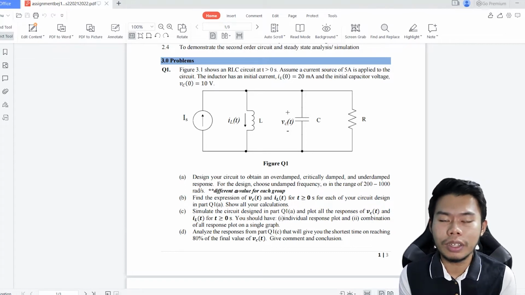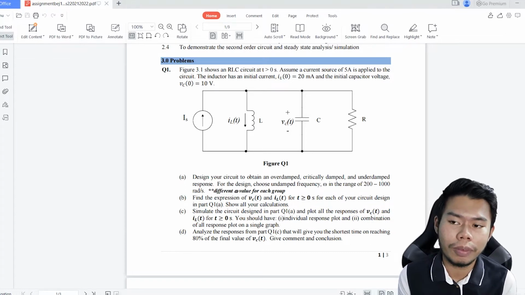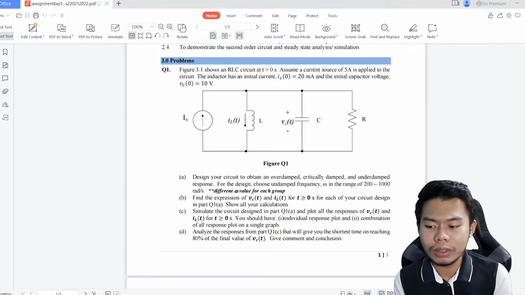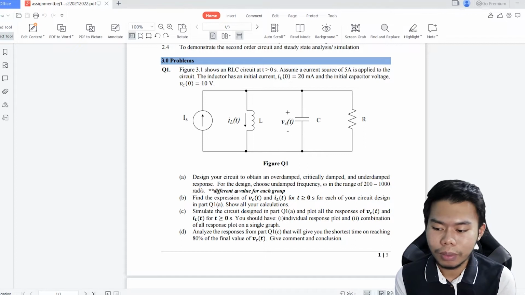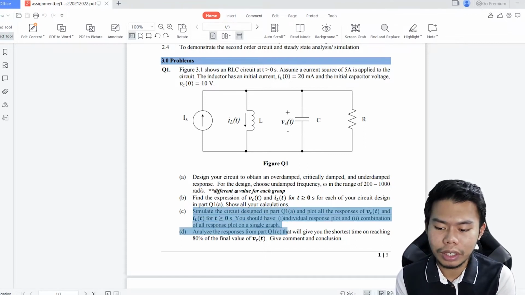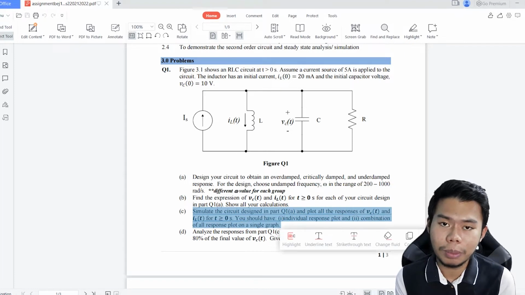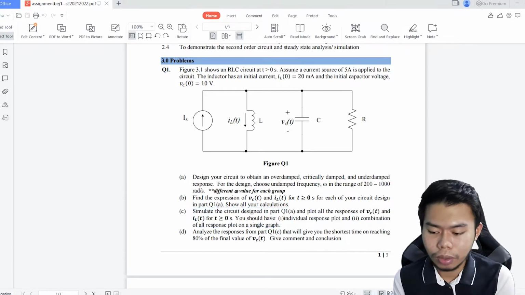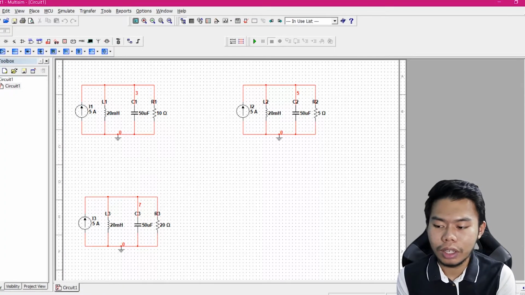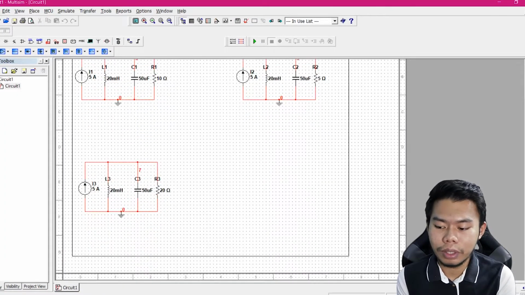I will explain and make all demonstrations of the simulation that we did in this experiment. So first we go to the first question. In question C, it asks us to simulate the circuit to plot the response graph. So we use Multisim to simulate it. This is the three circuits for question 1.